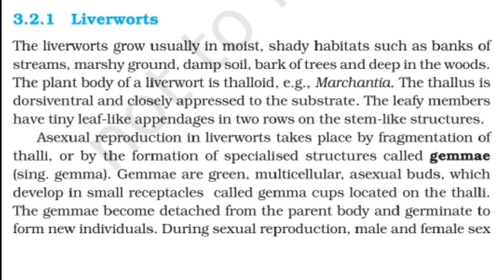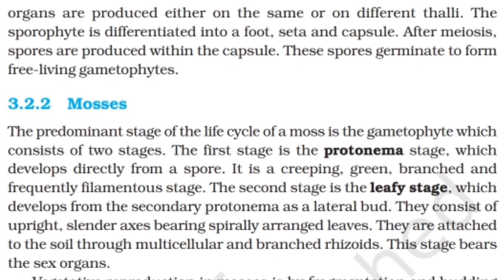During sexual reproduction, male and female sex organs are produced either on the same or on different thalli. The sporophyte is differentiated into a foot, seta and capsule. After meiosis, spores are produced within the capsules. These spores germinate to form free-living gametophytes.